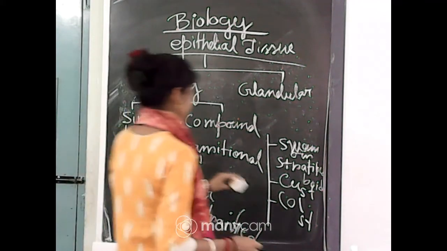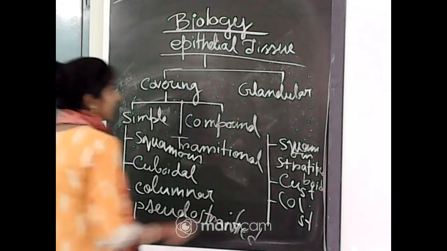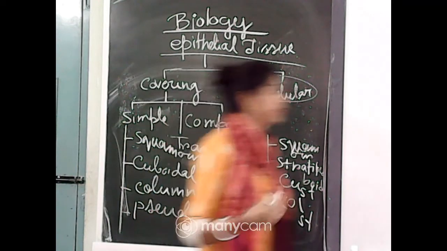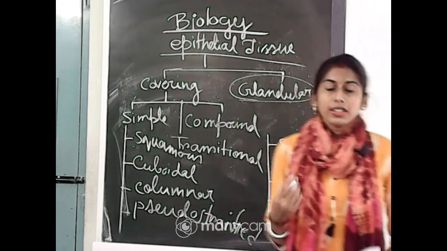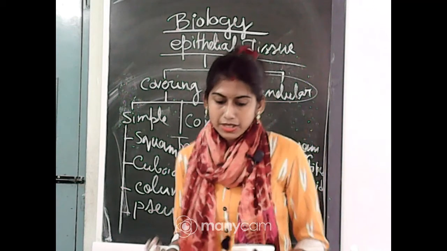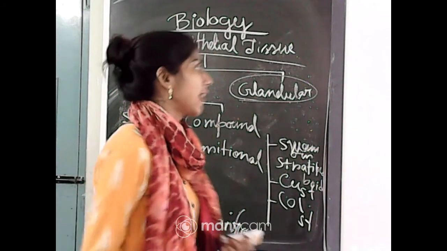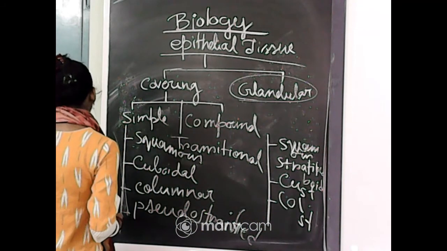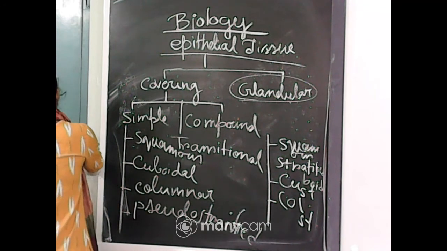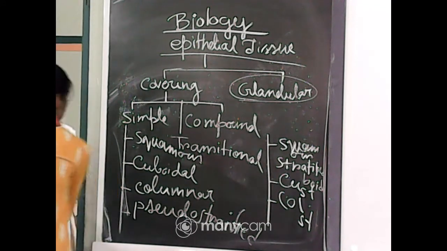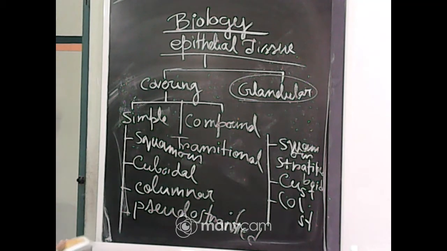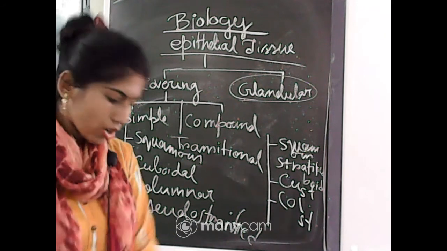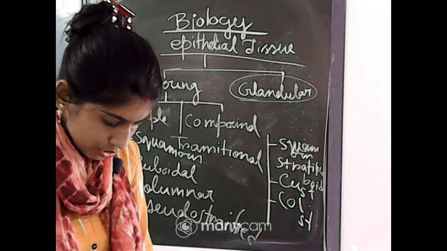And glandular epithelial tissue can be differentiated into so many types. They have different types of bases on which this glandular epithelial tissue is situated. I will talk about that later. First I will talk about the simple covering epithelial tissue. Under that, the first is squamous epithelial tissue, so first I will talk about the squamous epithelial tissue.